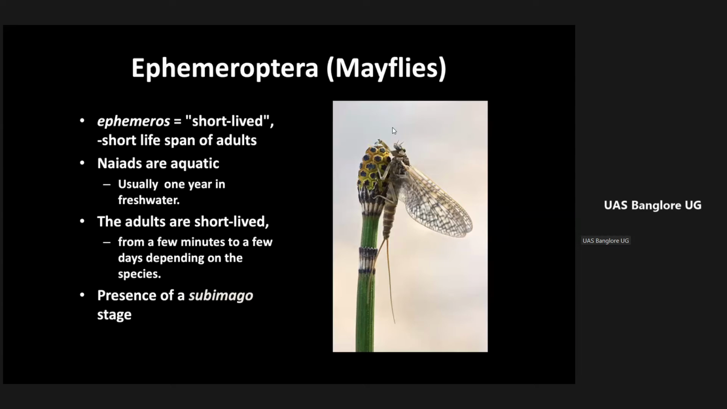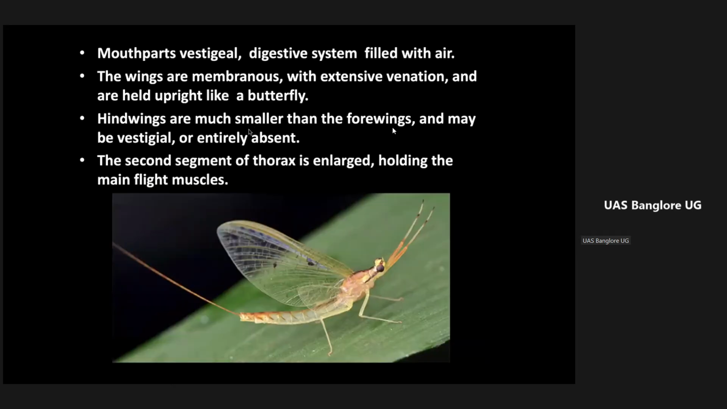There is one important word here: subimago. What do you mean by subimago? The mayflies, Ephemeroptera, have a subimago stage. As soon as they emerge out of the water, the young ones molt just before taking flight, so we call them subimago. The mouth parts are vestigial, and the digestive system is filled with air. They do not have mouth parts at all, because there is no need for them to feed.